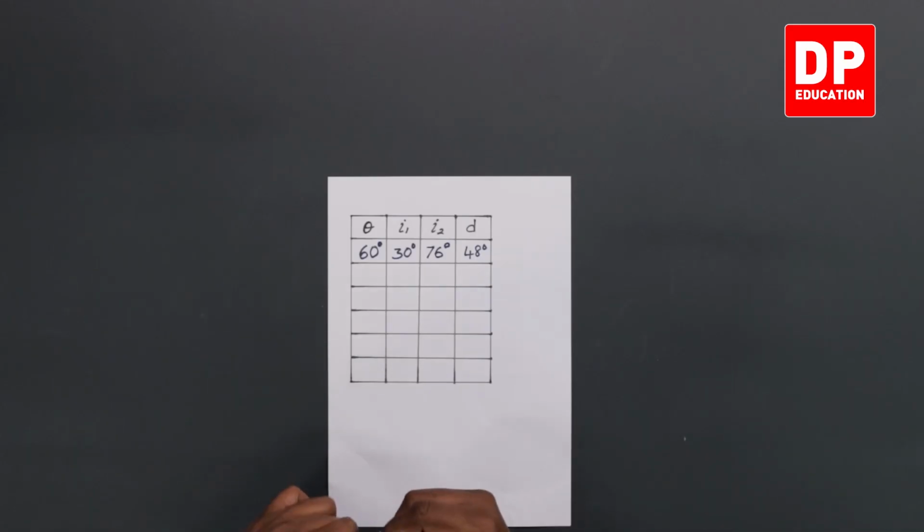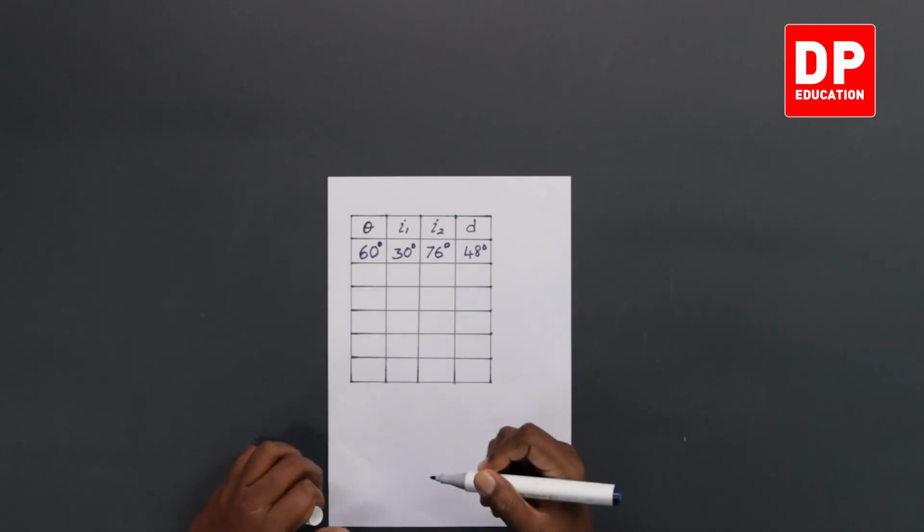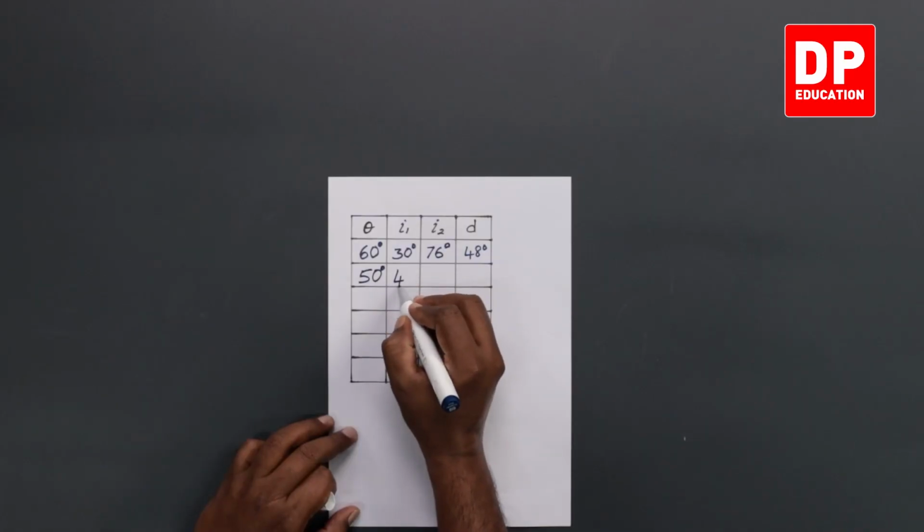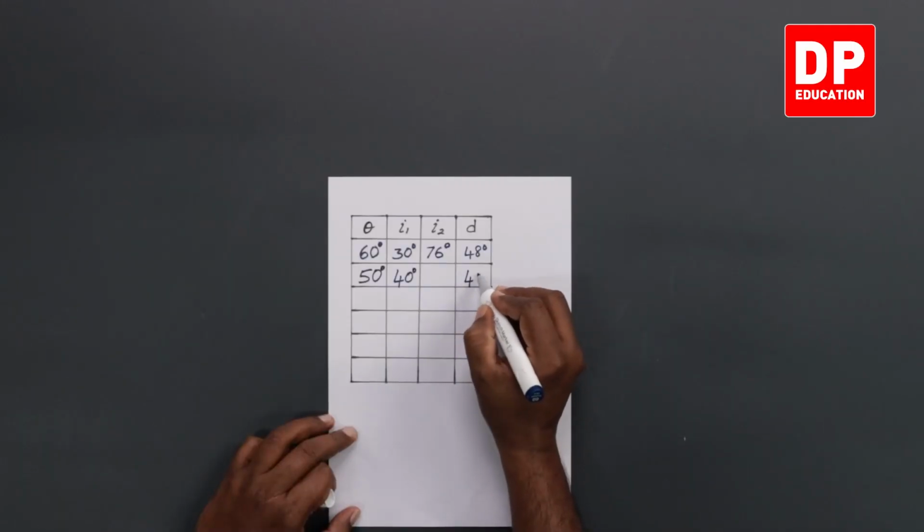Now, let us mark this on our table. Theta is the angle with the horizontal line, which is 50, and I1 is the angle of incidence 40, and the deviation we have got is also 40. What is I2? The angle of emergence. Let us measure the angle of emergence.